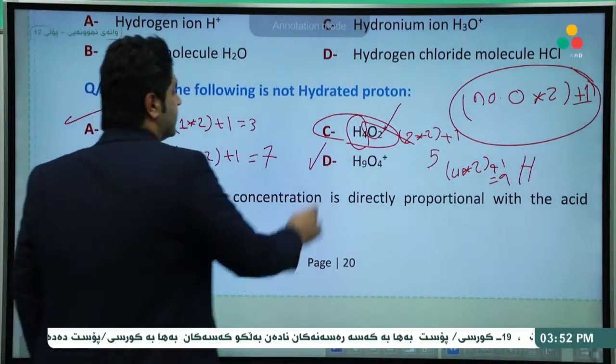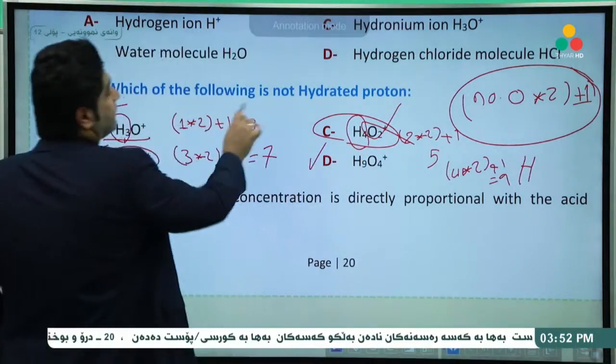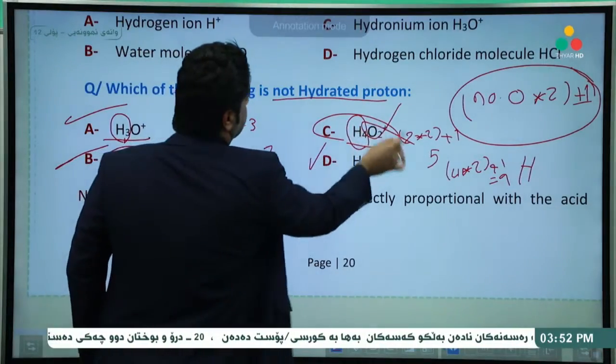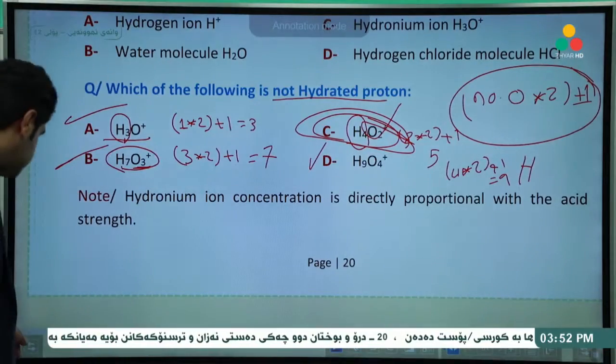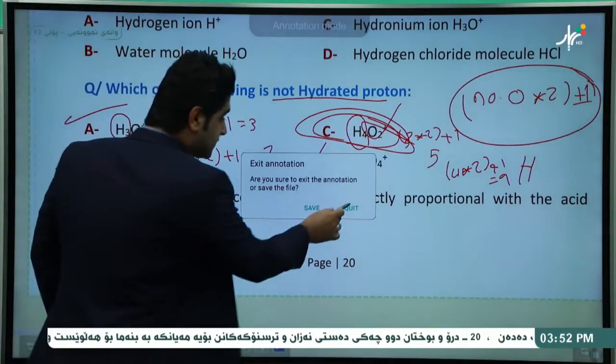So the only one that is not a hydrated proton. Which of the following is not a hydrated proton? That one. The right answer is C. C is the right answer. This is not the hydrated proton.